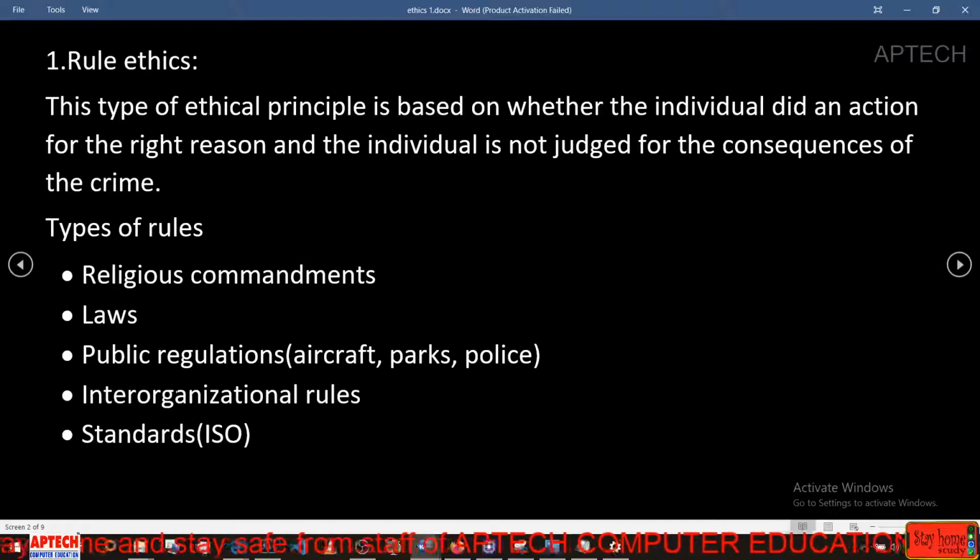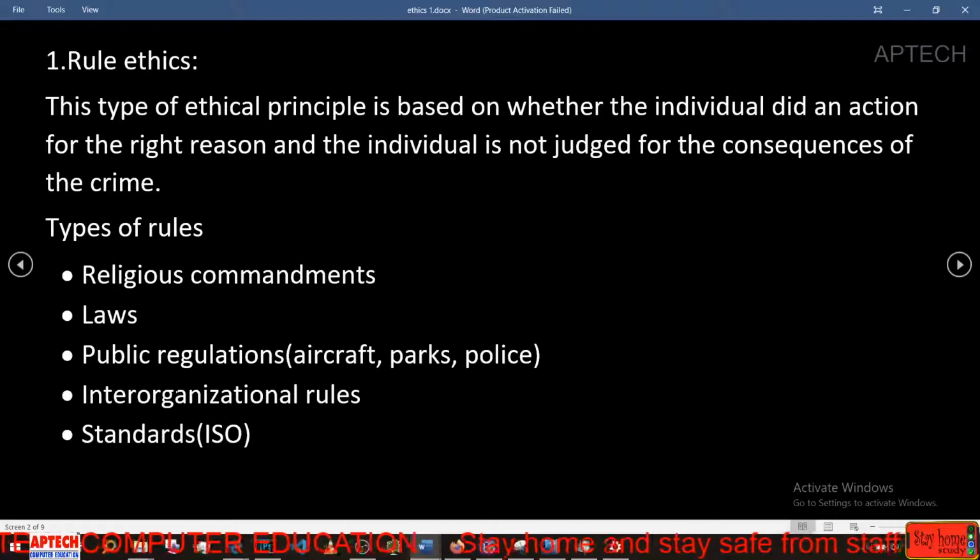To put it into perspective, let's say a thief comes and you kill the thief when he is trying to attack you. There, you employ this type of rule ethics because you did it for the right reasons, but you ended up killing someone. So, this is how you apply this.